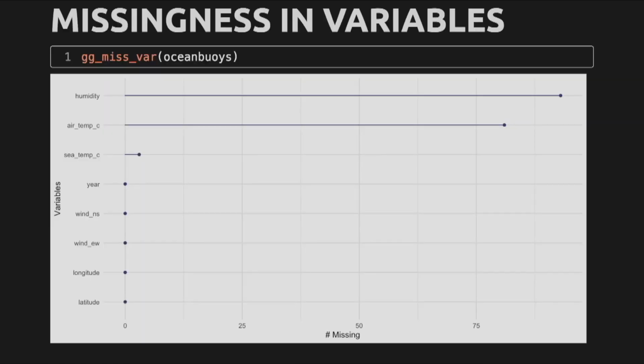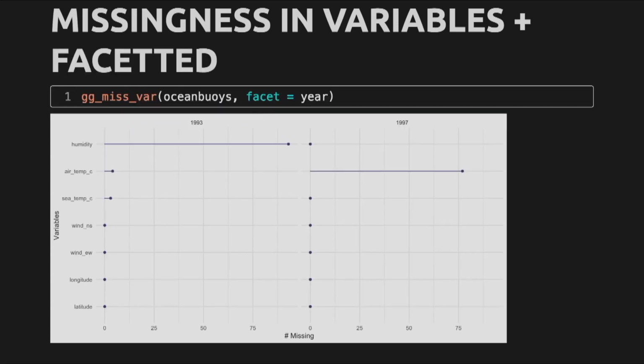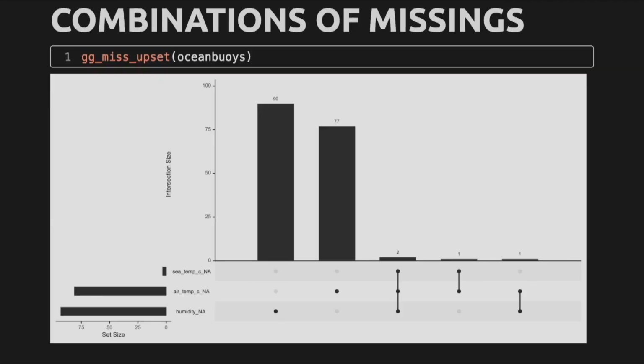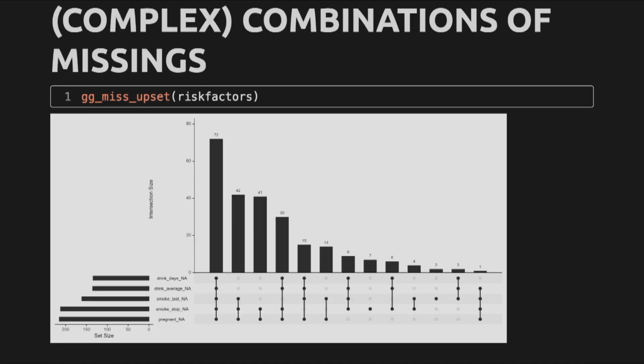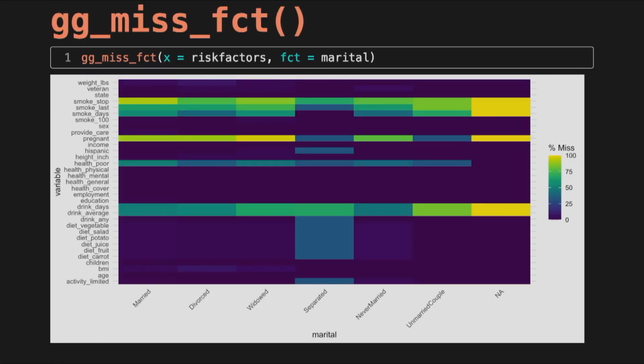Now I'm going to briefly explore some more missing data visualizations. So you can use ggmiss var to explore the missingness in each variable, and you can even show this instead of the number to the percent. And you can even explore this with a facet. Hey look, we found it again, the pattern of missing values for each year in our dataset. You can use ggmiss upset to explore combinations of missingness in simple datasets or more complex ones. You can even use ggmiss factor to explore the percent of missings of all variables grouped by another factor. Here we see the percent of missing data over all variables in this dataset for these different levels of marital status.